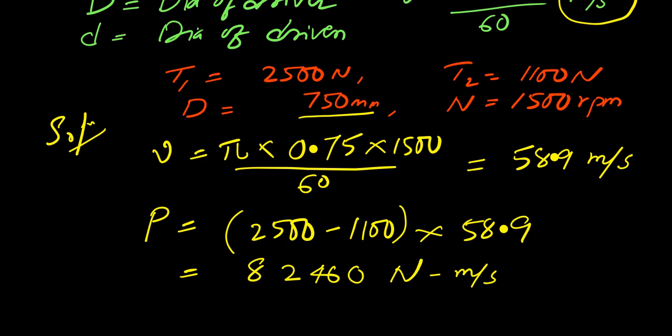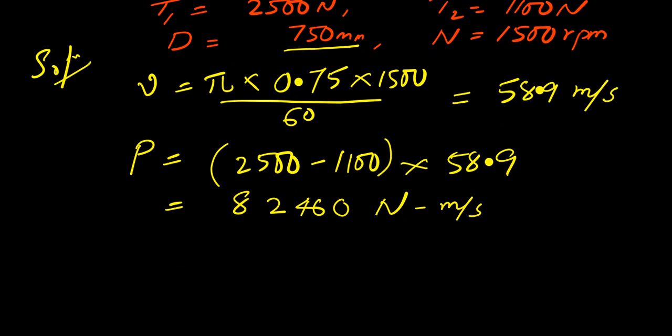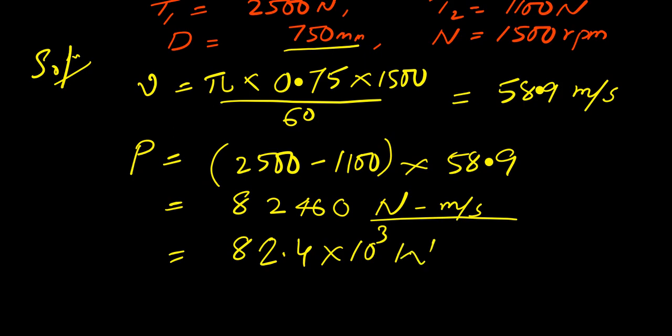This again you can convert into kilowatt. So 82.4 into 10 power of 3 Newton meter per second is equal to watt. So this is the power being produced in the driver.